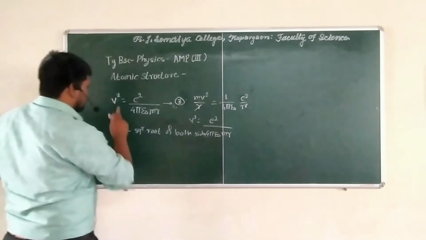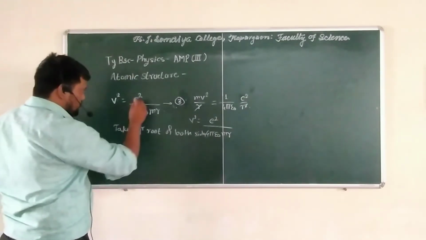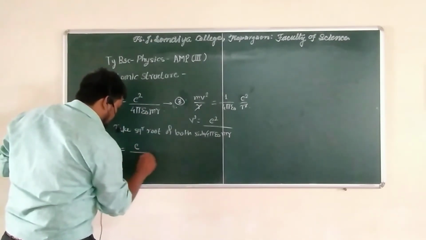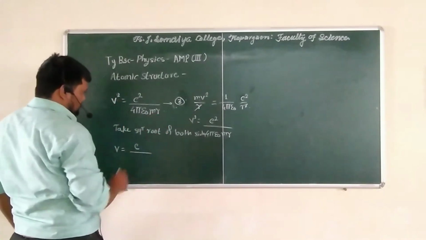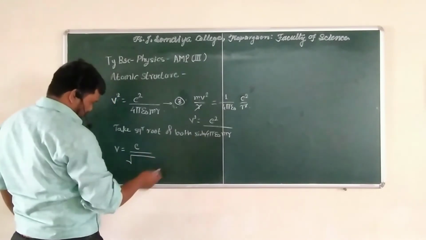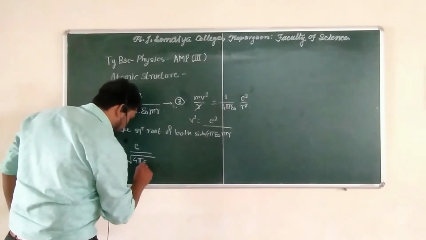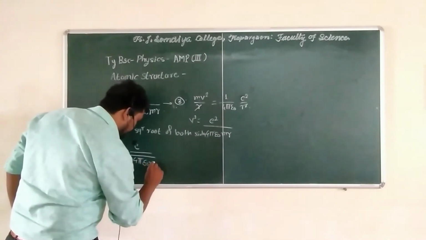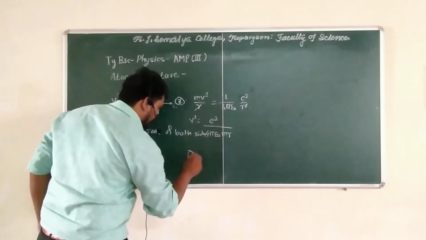Taking the square root on both sides, the square root of v squared is v, so v is equal to e divided by the square root of 4 pi epsilon naught m r. So this quantity goes under the square root: 4 pi epsilon naught m into r. This goes to equation number 4.